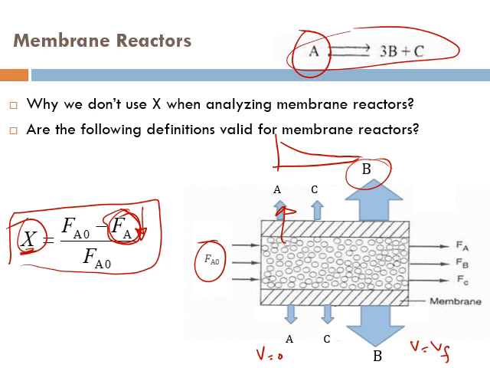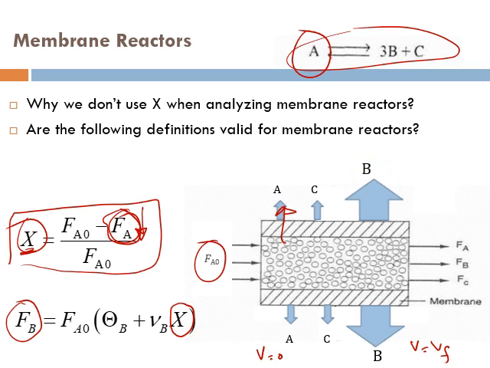What else? Let's write FB. FB equals FA0 times theta B plus nu B times X. So if X is wrong, then FB will be wrong as well. The quantity of FB calculated through the membrane will be wrong as well.